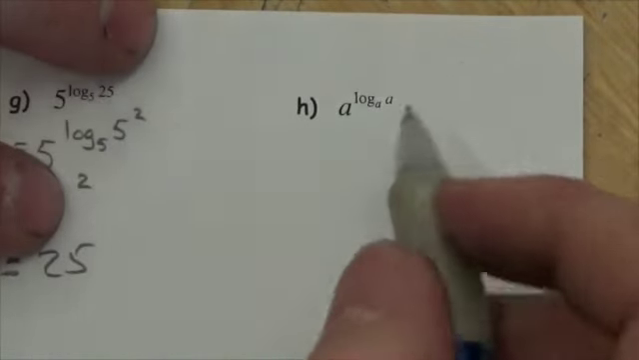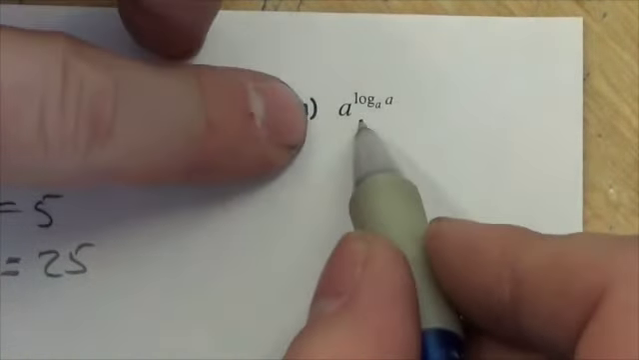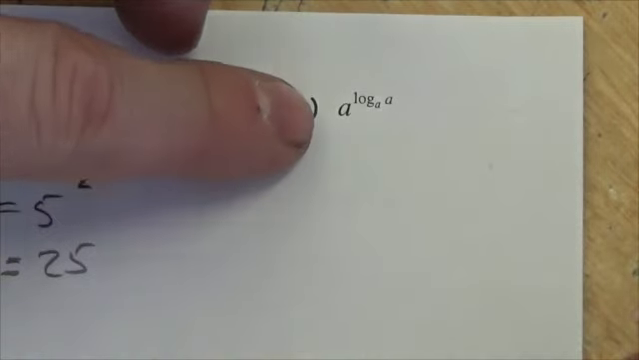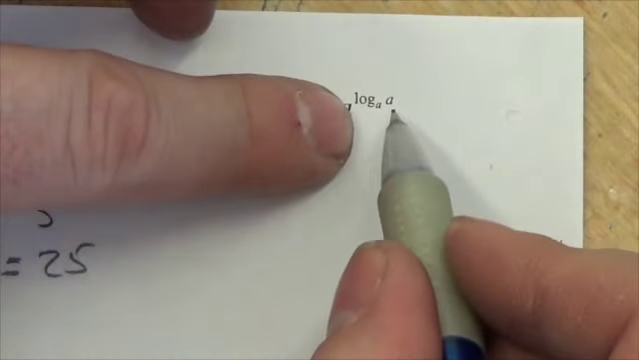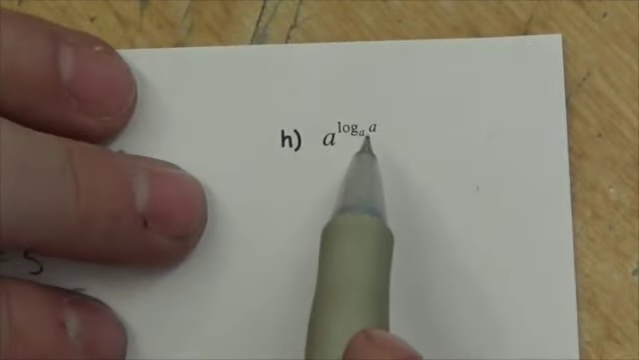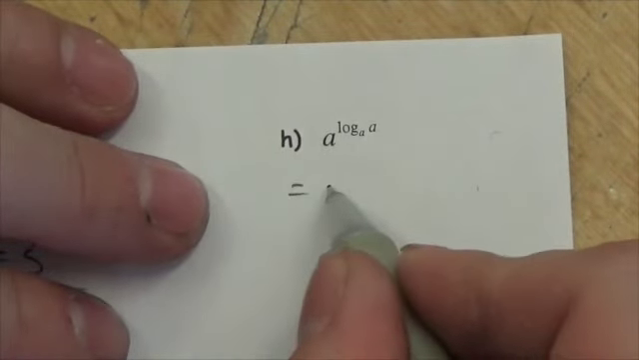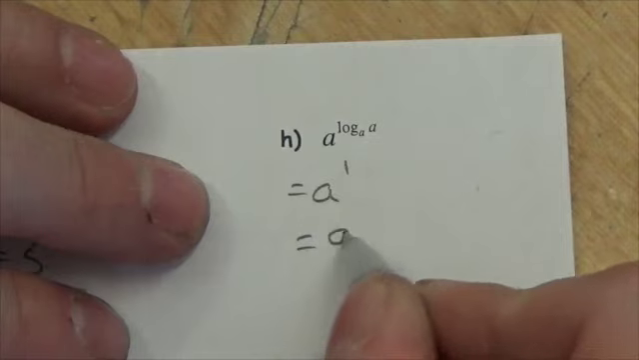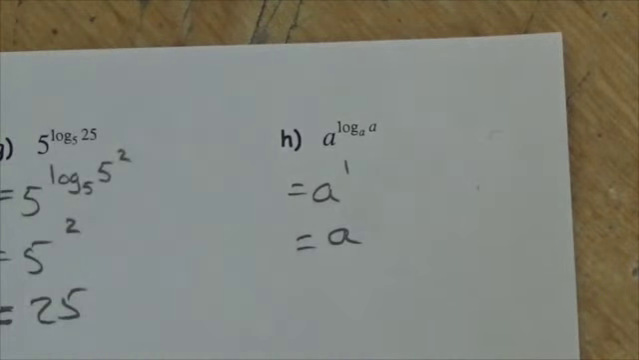Over here, a to the log base a of a. Well, log base a of a. We saw an example of this just a couple seconds ago. Log base c of c was 1. So log base a of a is going to be 1. So this will be a to the 1, which would just be a.